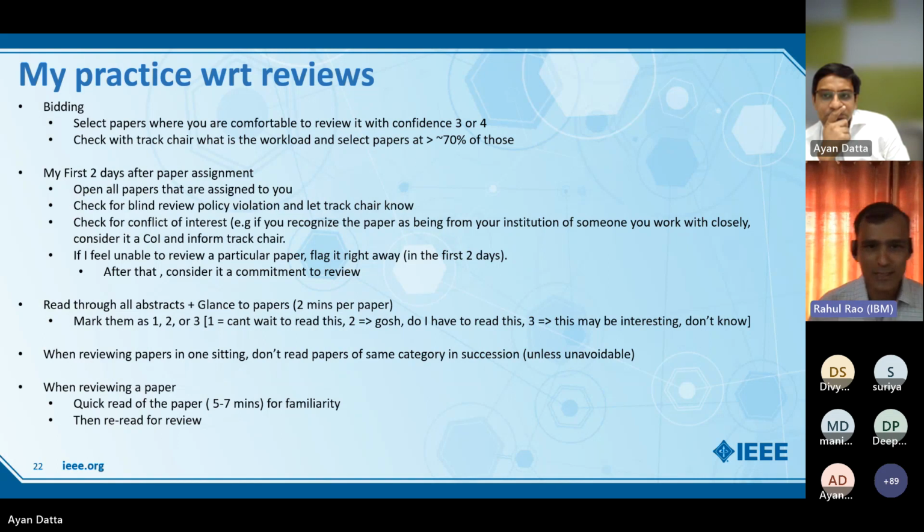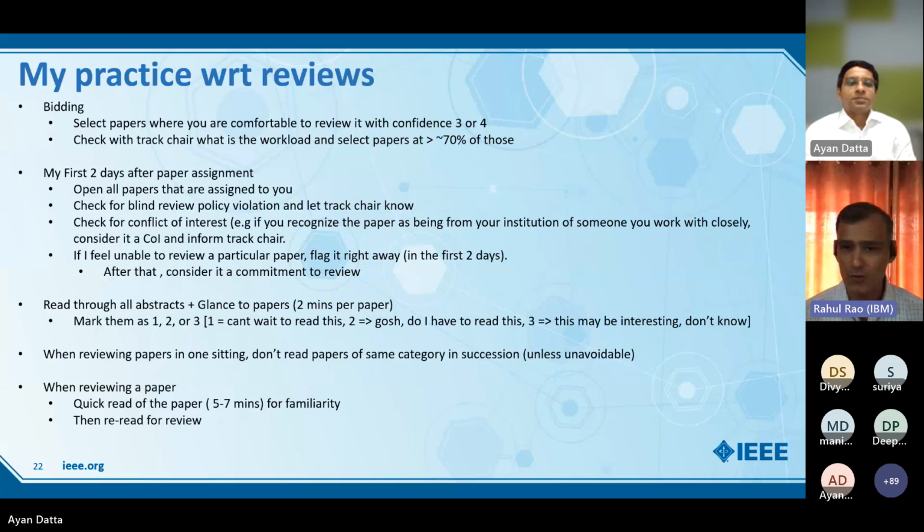There's a reason for it. Let's say I'm reading two papers where I think, gosh, do I really have to read this paper? Then a third paper comes, which is moderate, but because of my last two papers, which I didn't want to review and had to review, the third paper looks awesome. That's a human bias that exists. So I try to mix up the category of papers as well.